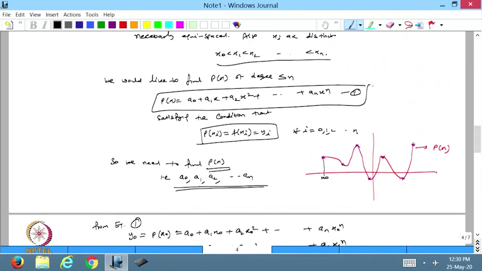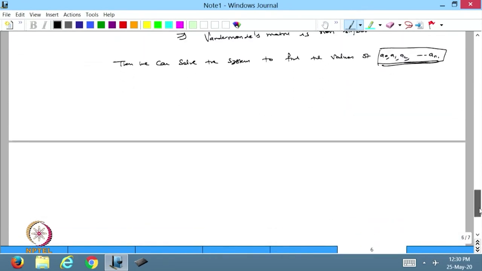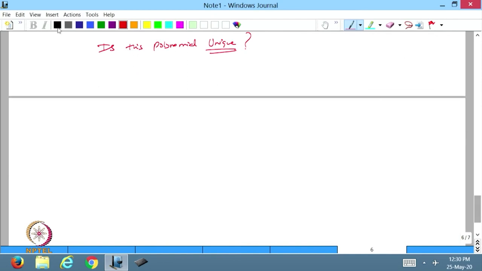then the question is that is this polynomial unique? Because here we are not using any of the function values, we are just taking the mesh points or the nodal points, whatever given to us, to approximate the coefficients of the polynomial. So, the question is that is this polynomial unique? So, the answer is yes.